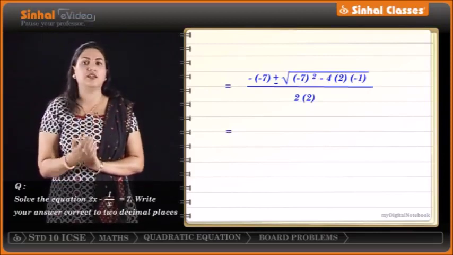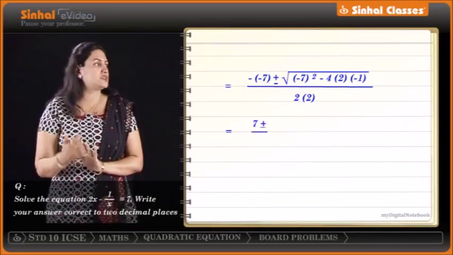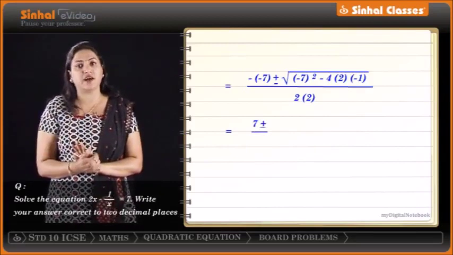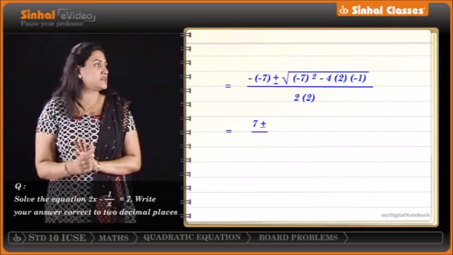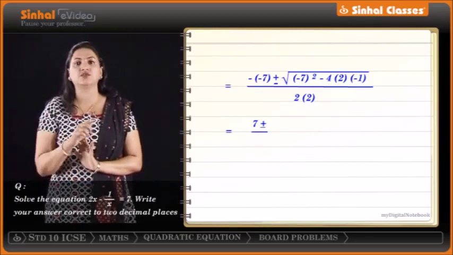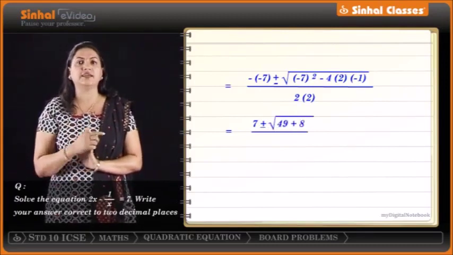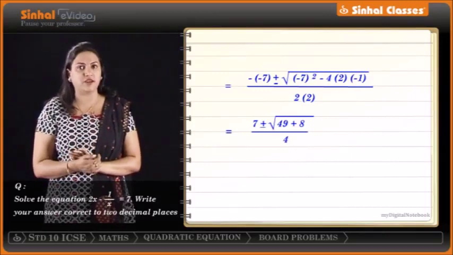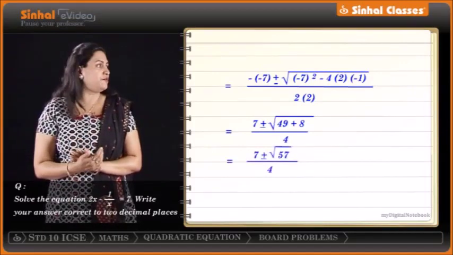So we have 7 plus or minus, in the root we have 7 square with minus sign. Minus 7 the whole square will give us 49. And that minus 4ac term becomes plus 8. So in the root we have 49 plus 8. The denominator will be 4. Now this is simplified further as 7 plus or minus root 57 upon 4.